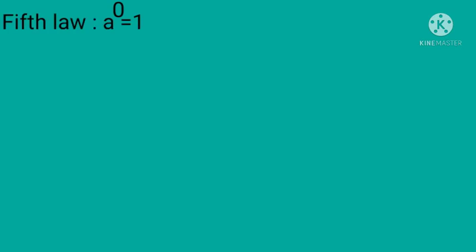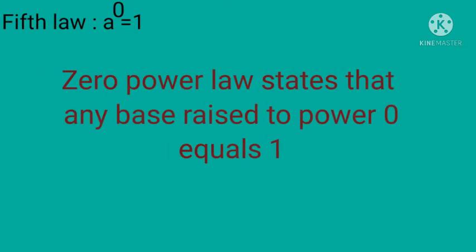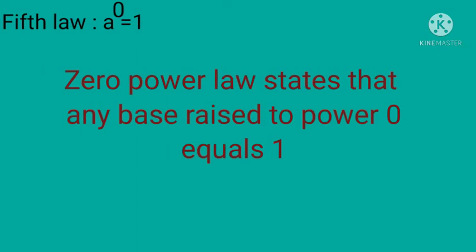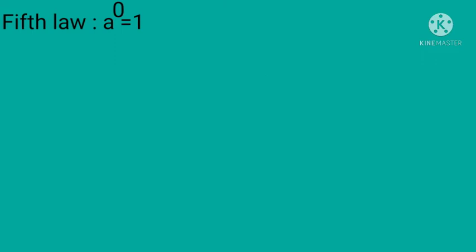Fifth law of exponents. A to the power 0 equals 1. This is called the zero power law and states that any base raised to the power 0 equals 1. For proof of the zeroth law, it can be derived from a special case of the division of power rule.